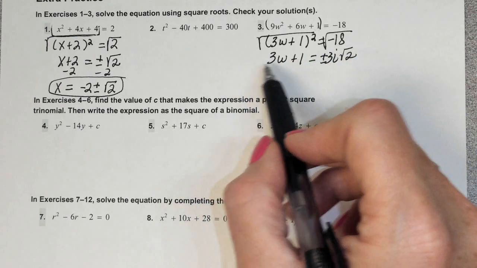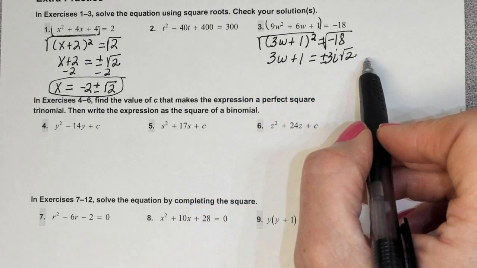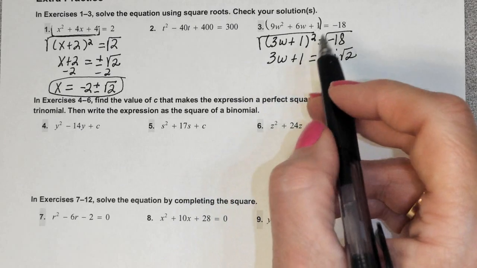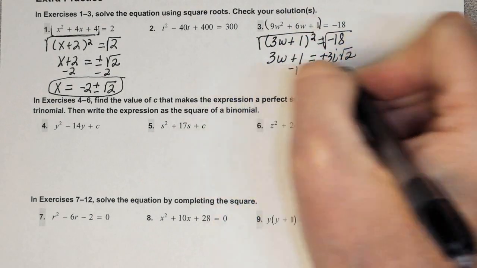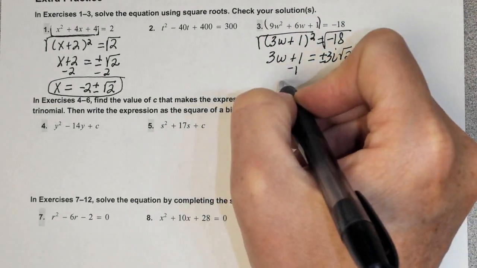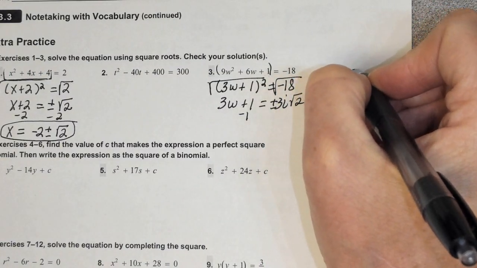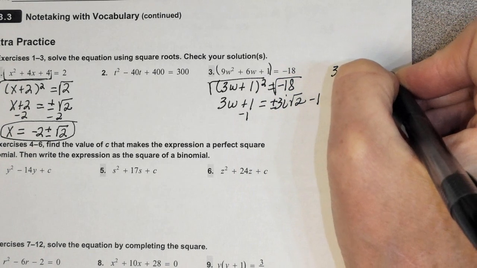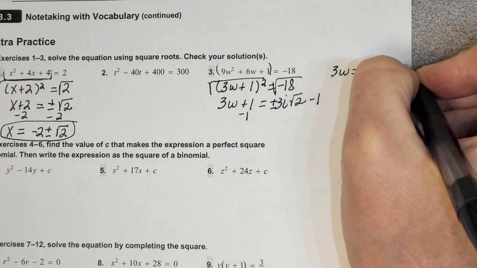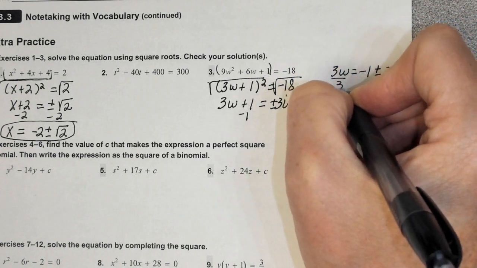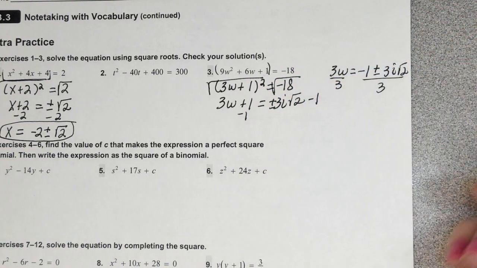Okay, now hopefully you've gotten to this part where you've got 3w plus 1 equals plus or minus 3i radical 2. Does anyone need help getting to that point? Because I want to show you the rest of it together. So now what I have to do is subtract 1 from both sides. So I'm going to come up here so I have more room. I have 3w equals negative 1 plus or minus 3i radical 2. I have to divide by 3.